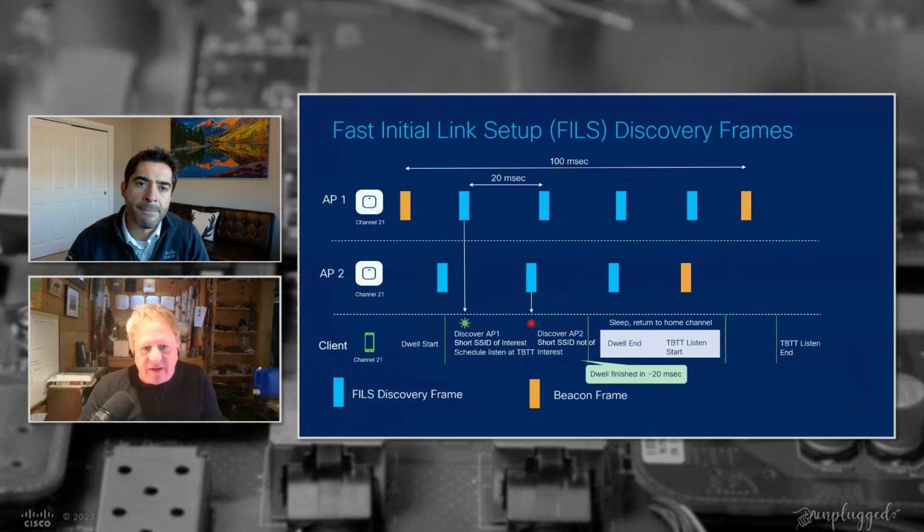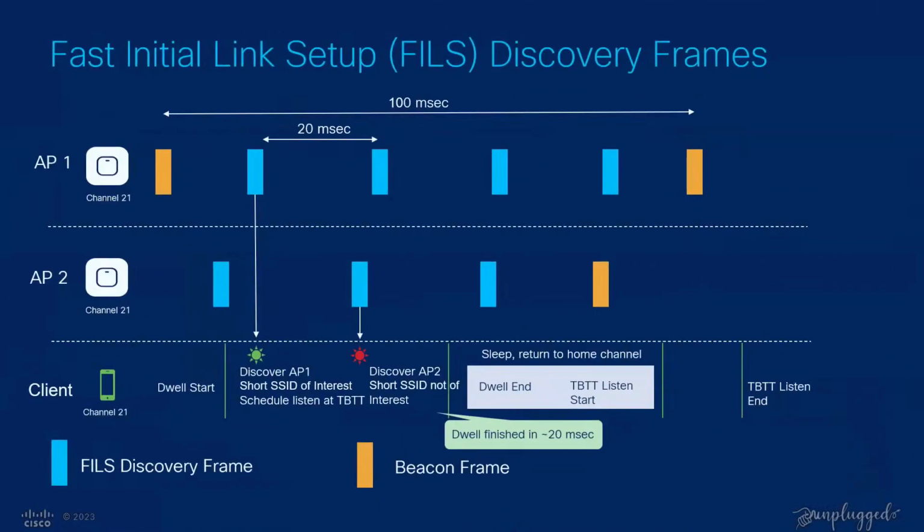Okay, let's take a look at that. So when we started off today, we talked about a couple different methods. We talked about the passive methods as well as the active methods. And on the 6 gigahertz side, we do have a couple new passive methods. One of them is shown here, fast initial link setup. And the next one that we'll talk about is unsolicited broadcast probe response. So let's stick with this one first, FILS, or fast initial link setup.